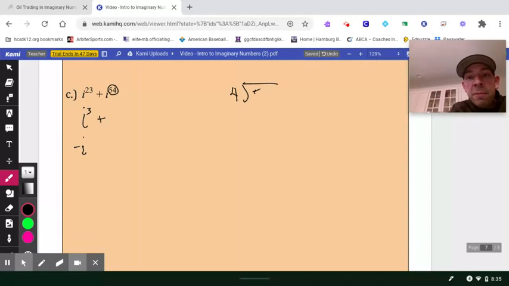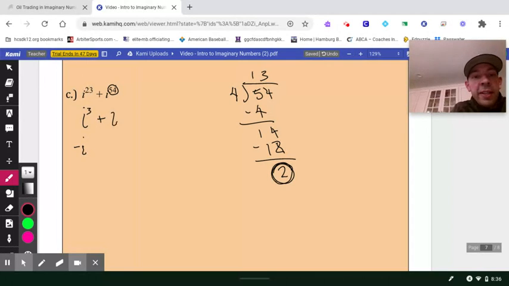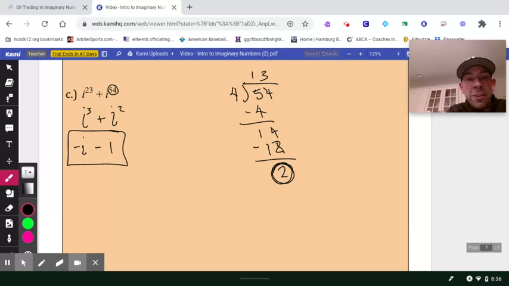But now what do we do with the 54? 4 goes into 54. Let's see. Once, subtract them, bring down the 4. So that's going to be 3, 12. Subtract them. Okay, I got a remainder of 2. So that's going to land on i squared, which is negative 1. Negative i minus 1 is my final answer.